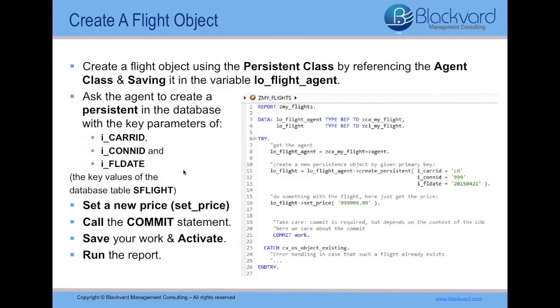Our second use case is adding completely new data to the database table. We create a flight object, the same as in the previous use case. We have to reference the agent class. That is done in line 8 in the sample. Here we add the agent class to our local reference agent, and then we do the same thing as in get persistent. We create a persistent entry, and this can be done by the method create persistent.